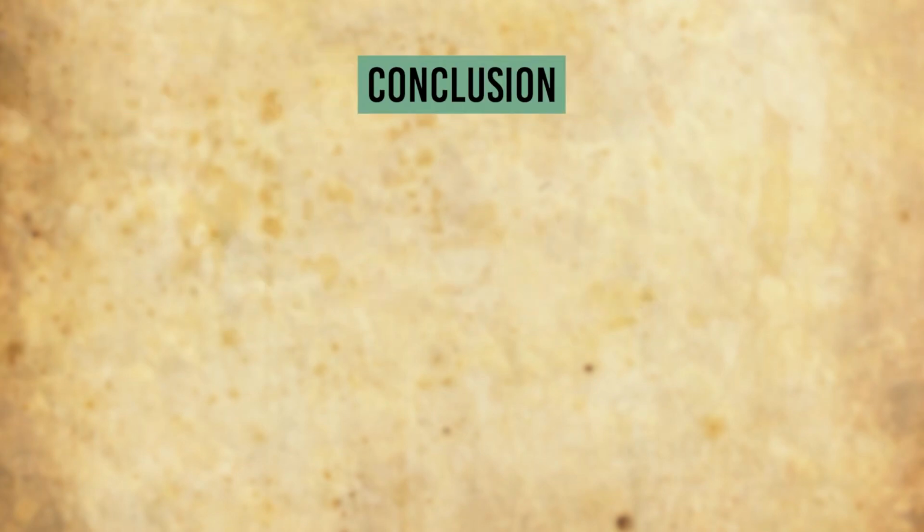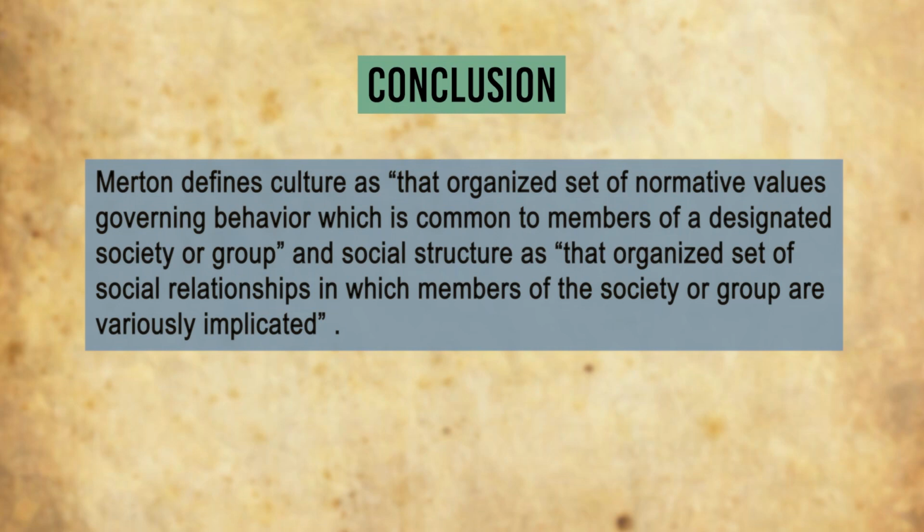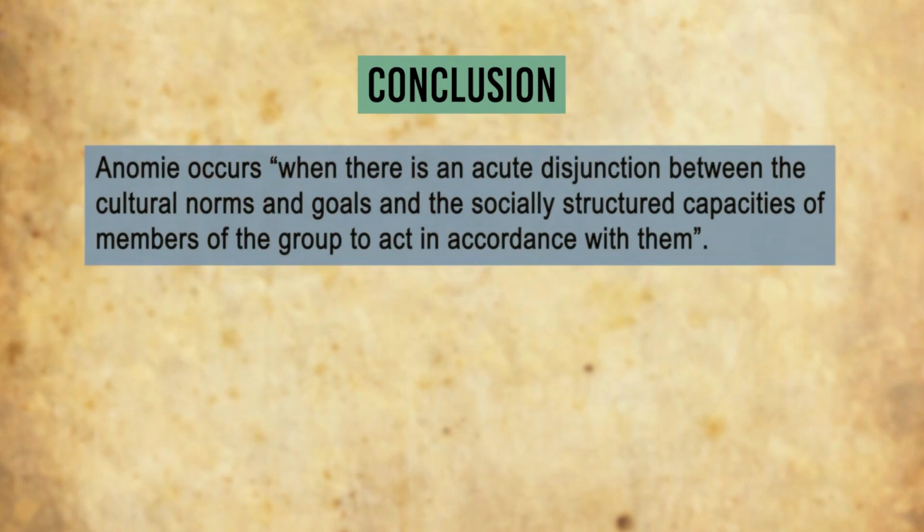Last, we'll come to the conclusion. We conclude with one of the best known contributions to structural functionalism, indeed to all of sociology: Merton's analysis of the relationship between culture, structure and anomie. Merton defines culture as that organized set of normative values governing behavior which is common to members of a designated society or group, and social structure as that organized set of social relationships in which members of the society or group are variously implicated. Anomie occurs when there is an acute disjunction between the cultural norms and goals and the socially structured capacity of the members of the group to act in accordance with them.